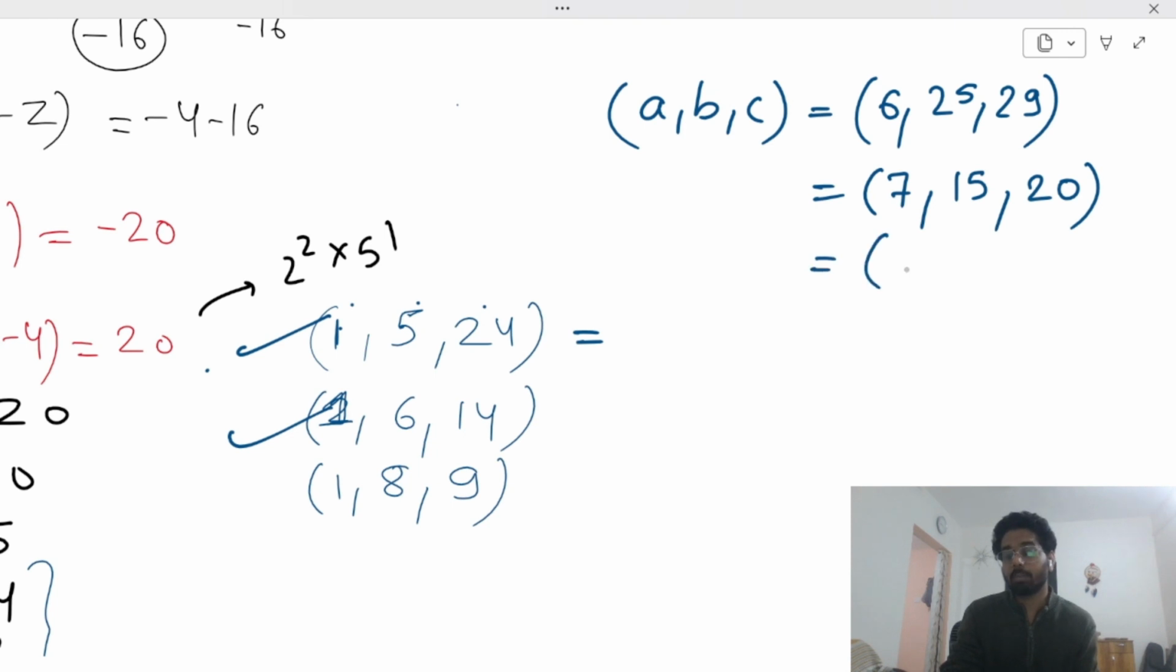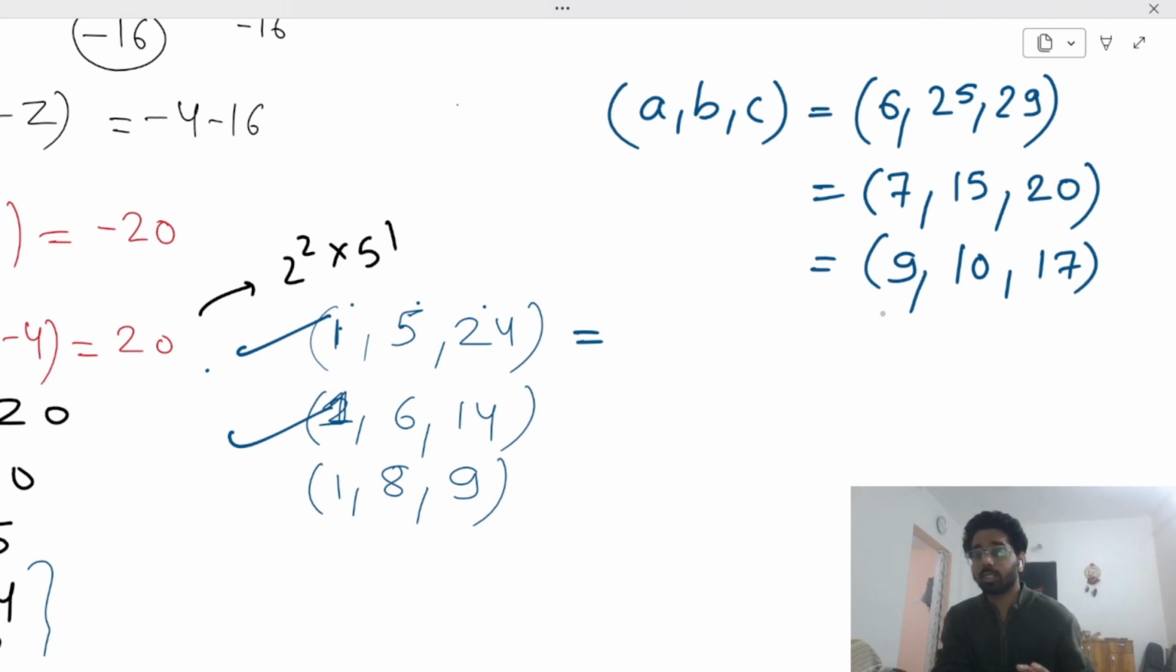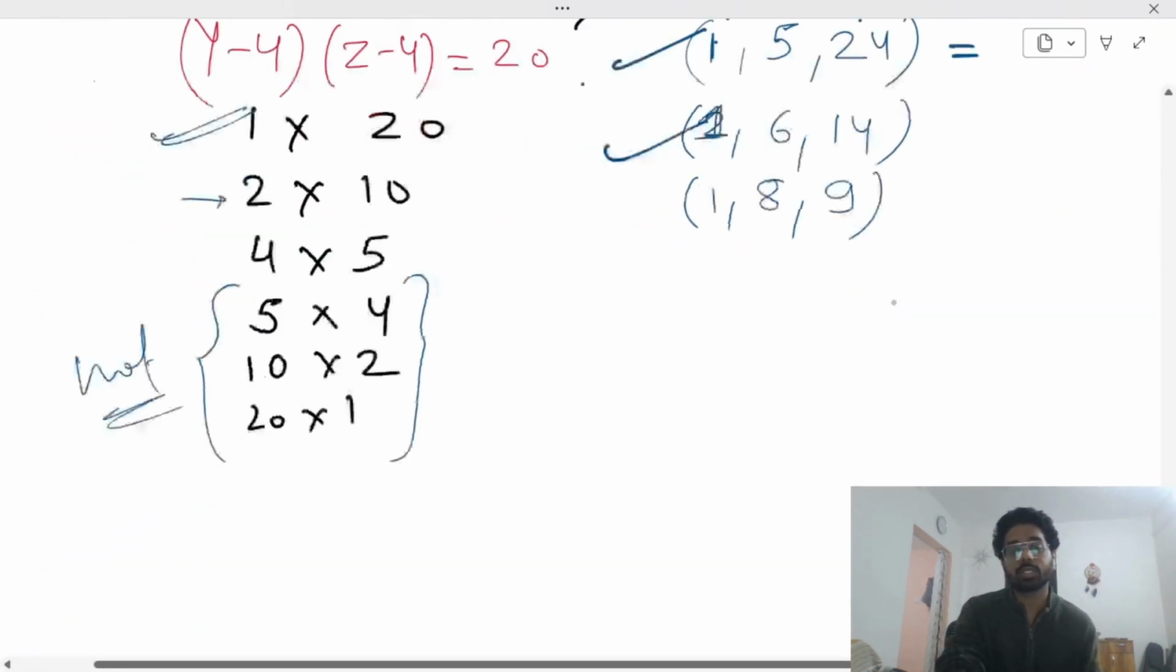1, 8, 9, let's take. So 1 plus 8 is 9 and 1 plus 9 is 10 and 9 plus 8 is 17. The sum of any two sides is more than the third side. So it's justified over here also. So that means we have got till now three solutions. Let's work on the other solutions, guys.